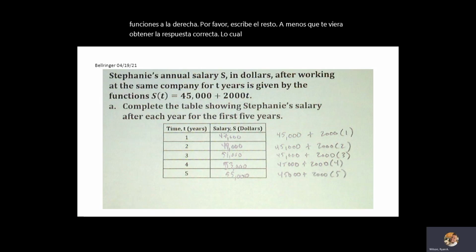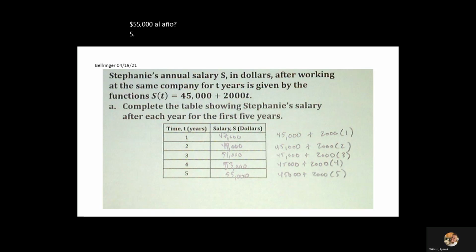Another thing that they could say is, how many years did it take Stephanie to get to $55,000 a year? 5. The constant question is the one that I presume they'll ask. If it's linear, there are certain characteristics of linear functions that we're going to have to remember. With quadratic, there are certain things with quadratic functions that we just have to remember. Same with exponential.